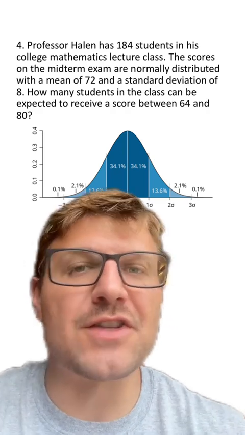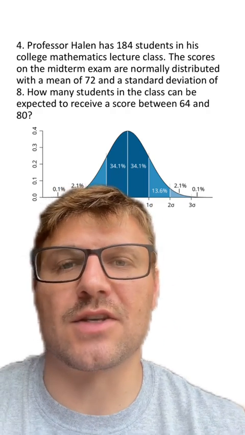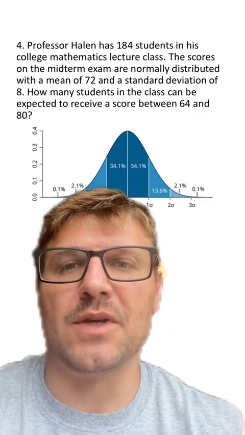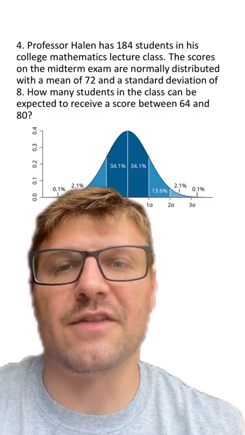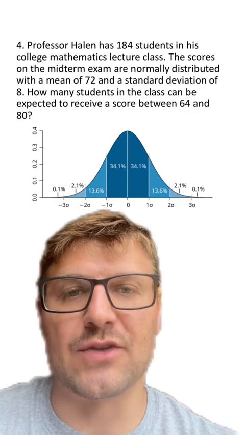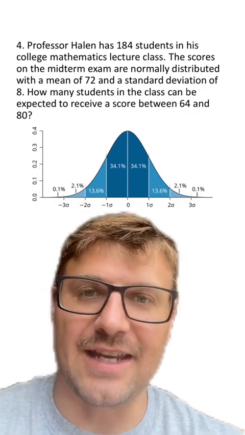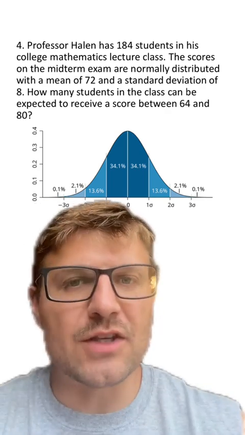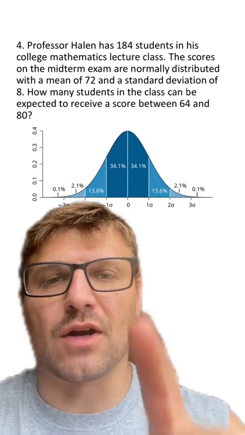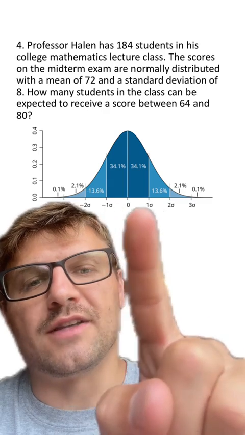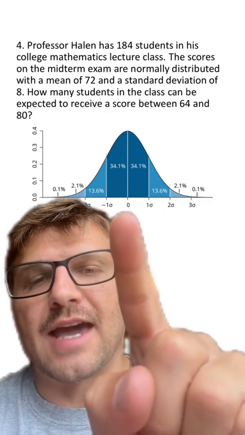Next question, Professor Halen has 184 students in his college mathematics lecture class. The scores in the midterm exam are normally distributed with a mean of 72 and a standard deviation of 8. How many students in the class can be expected to receive a score between 64 and 80? Remember that the average is placed here in the middle, which is going to be 72. What this question is asking is how many students are going to fall between 64 and 80, which is 1 standard deviation around the average.